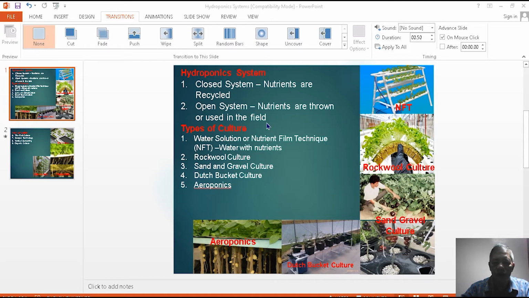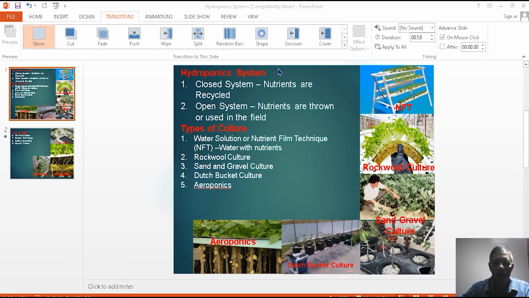Okay, the second is the open system. Nutrients are thrown or used in the field. So after using the water containing the nutrient elements, perhaps in the middle of the growing period, the water is thrown out and, of course, used in the soil garden, because I am pretty sure that not all the nutrient elements in that particular water used in the hydroponics system or culture were used. So there are still nutrients in that water, so we need to use it in our soil garden.